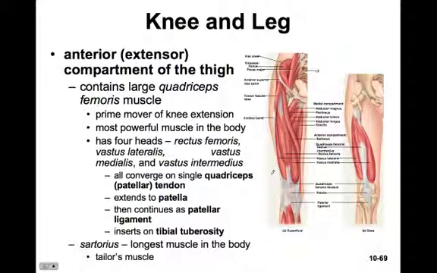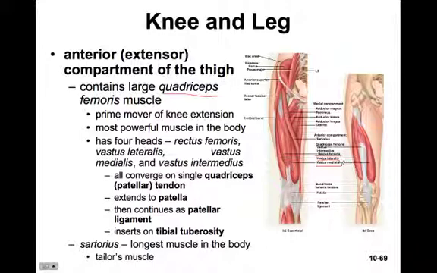Now let's look at the anterior or extensor compartment of the thigh. This is the bulky portion of our thigh. It contains the large quadriceps femoris muscle. Quadriceps implies that it's made up of 4 bodies. The quadriceps is composed of rectus femoris on the top surface, as well as vastus lateralis on the lateral surface, vastus medialis on the medial surface.